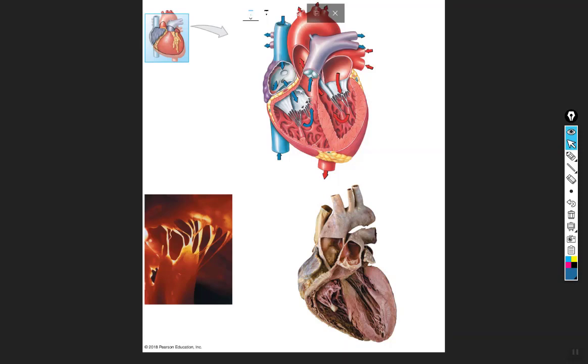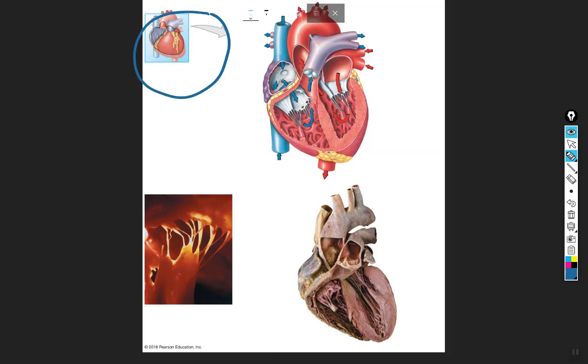So last video focused on the external anatomy of the heart, including the layers and coverings of the heart and the great vessels. So now it's time to transition to the internal anatomy of the heart. What we're looking at is a frontal section of the heart as it would sit in the body. That's what this little inset over here is showing you, right there.